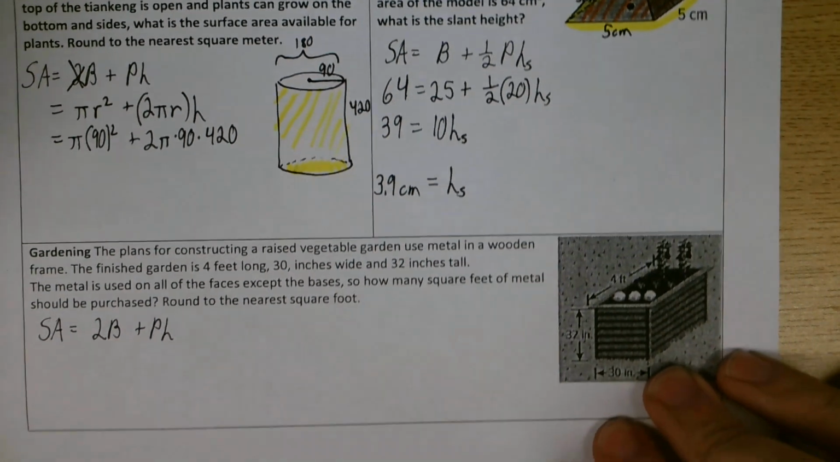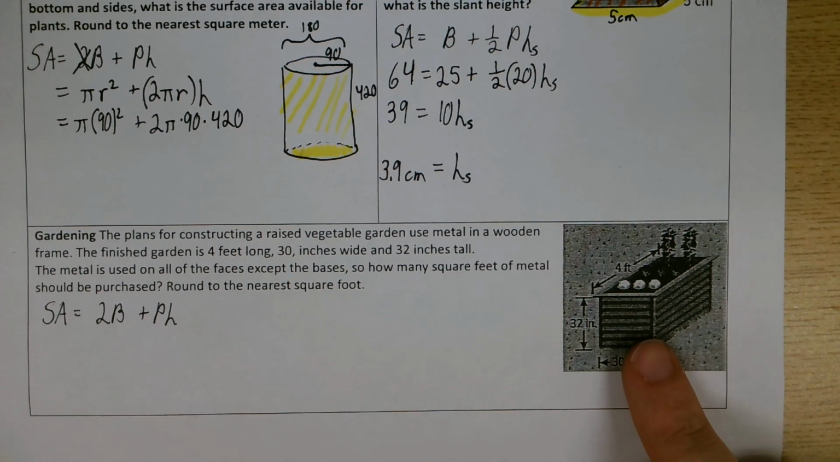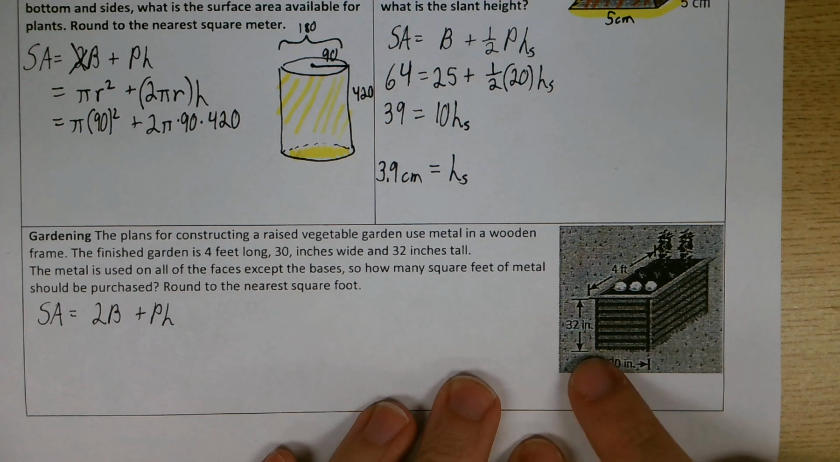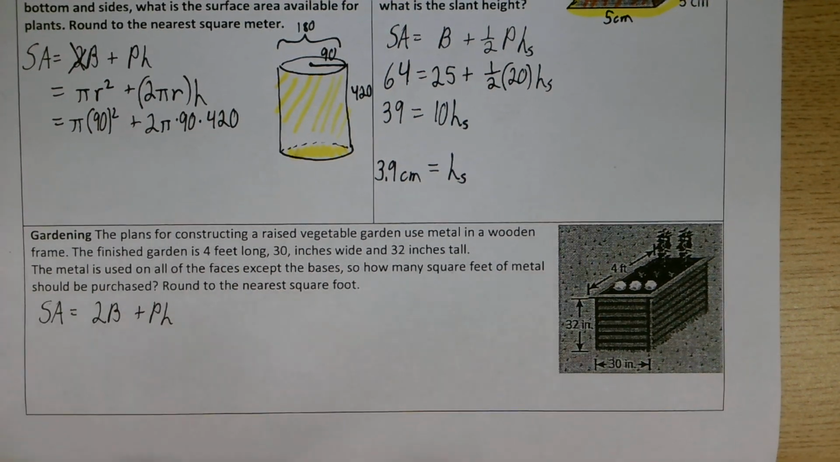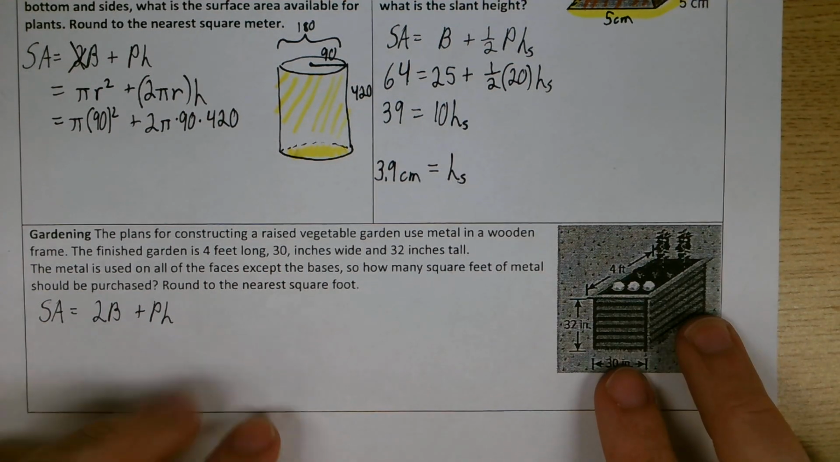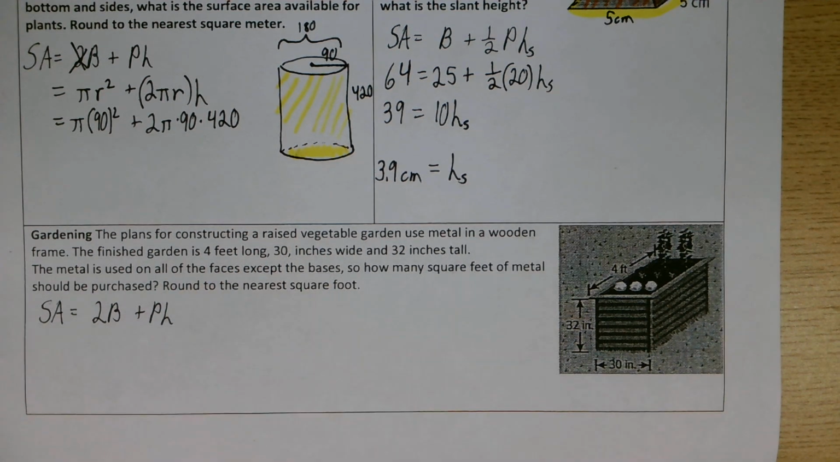Last problem here was our gardening problem. The plans for constructing a raised vegetable garden use metal in a wooden frame. This finished vegetable garden is 4 feet long, 30 inches wide, and 32 inches tall. The metal is going to be used on all the faces of this garden except for the bases. So how many square feet of metal should be purchased? We're going to make sure to round to the nearest square foot.